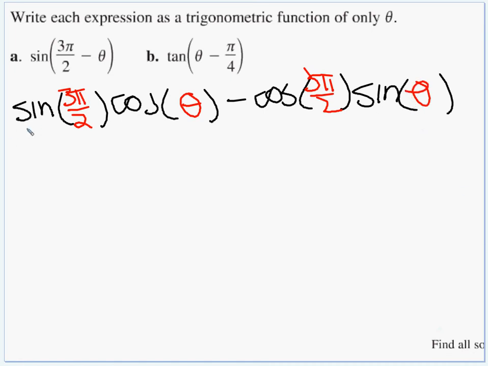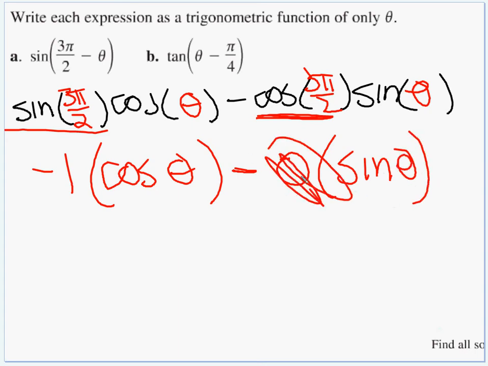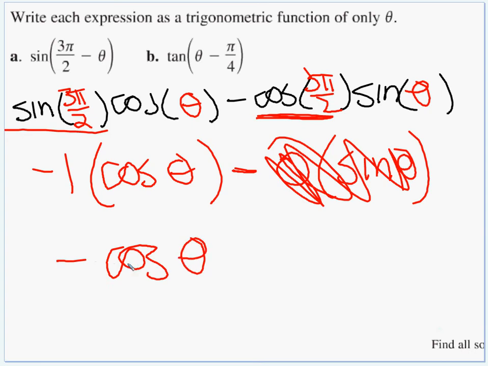And let's see here, the sine at 3/2 pi, well, that's a y value. You're at the bottom of the unit circle, so that's a -1. And we're going to multiply that by cos theta. And then here, cos at 3 pi over 2 is equal to 0. 0 times sine theta, that term gets wiped out. So we're left with -1 times cos. So that'll leave us negative cos theta.